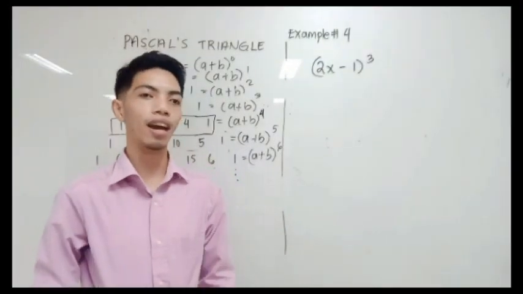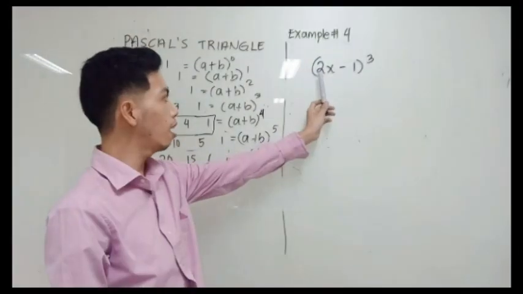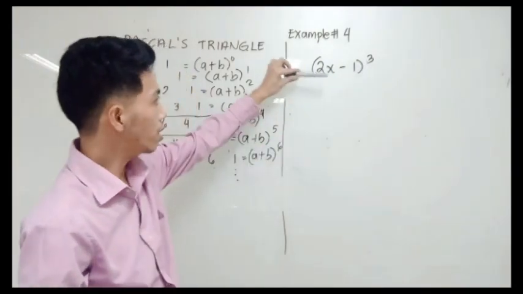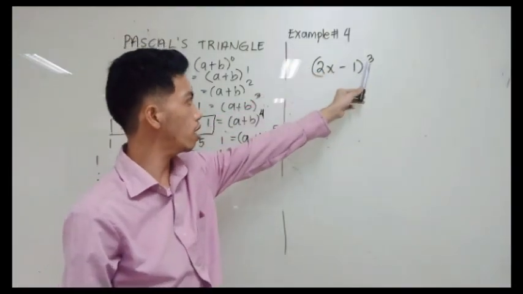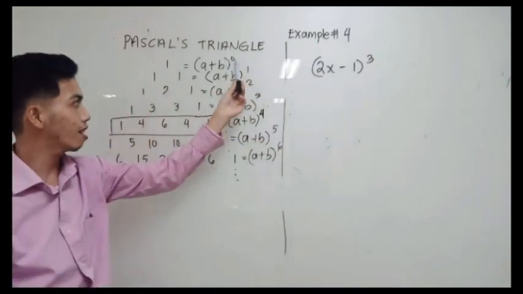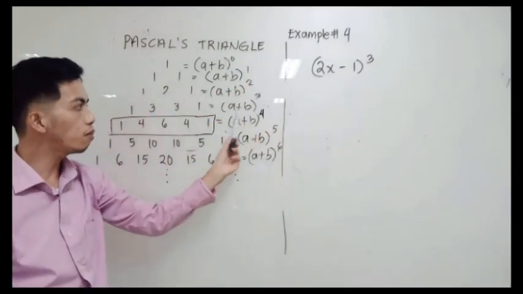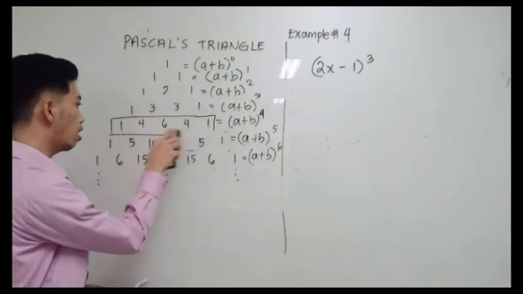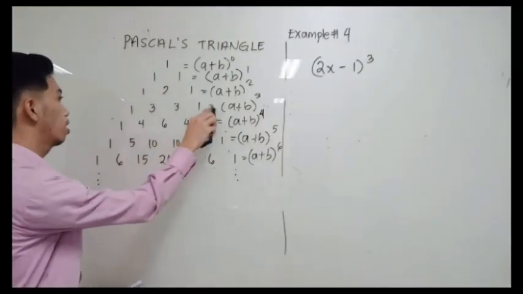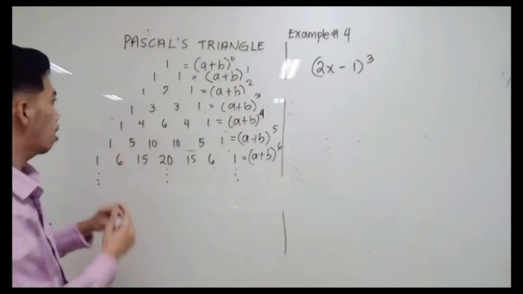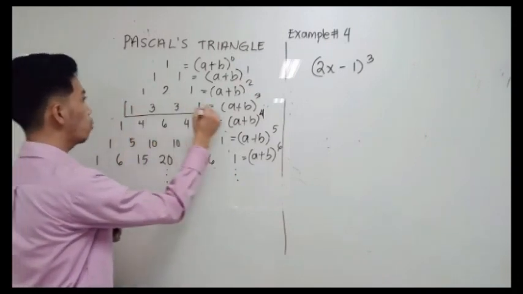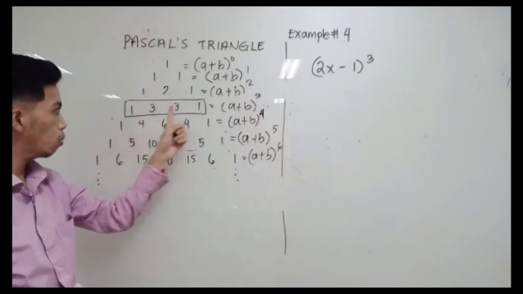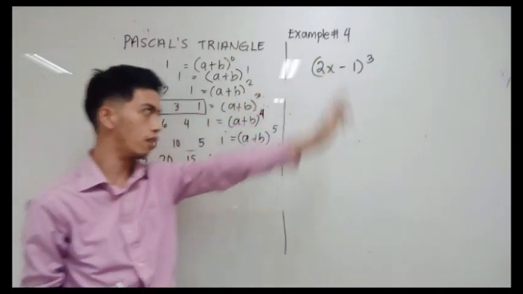Example number 4, we have the binomial 2x minus 1 raised to 3. So as you can see, the binomial is raised to 3. Look on the Pascal's triangle. A binomial raised to 3, the numerical coefficient would become 1331. Gagamitin natin ulit yung 1331 kasi ang binomial ay naka-raise sa 3.